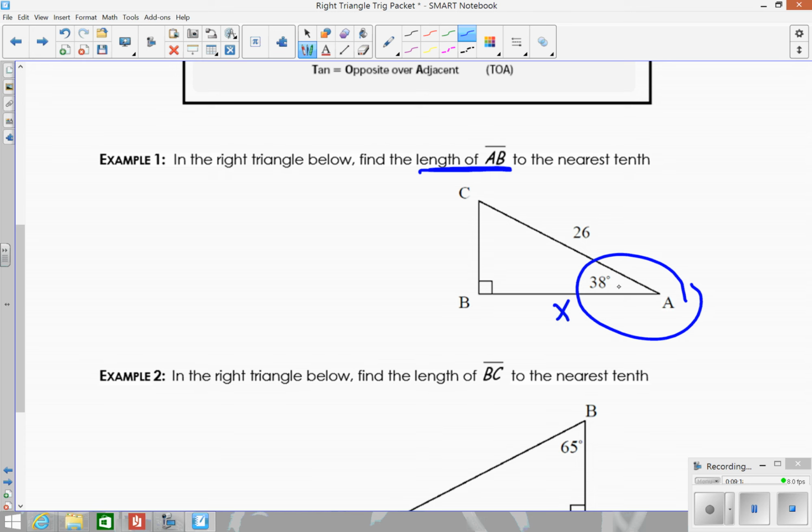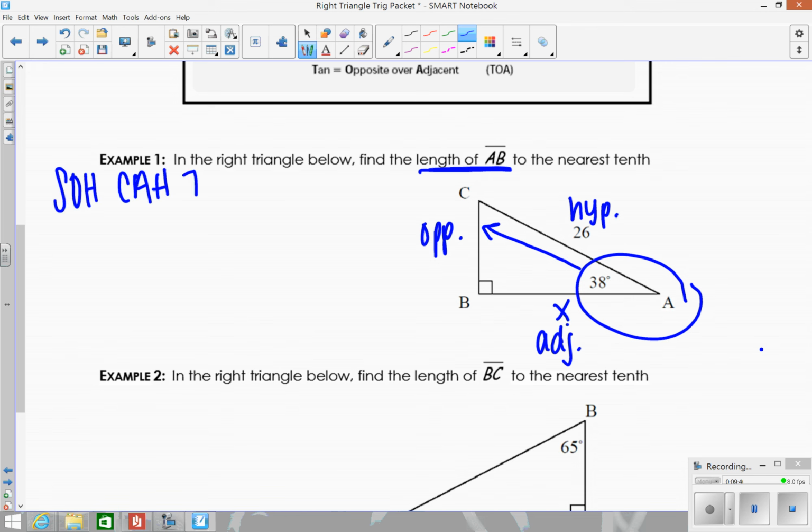So since I have a measurement on angle A, we're going to use that as a reference angle. That tells me that this side here is going to be the opposite, and the X is going to be the adjacent to angle A. And then 26 is across from the right angle, or opposite the right angle, so that's always going to be the hypotenuse.